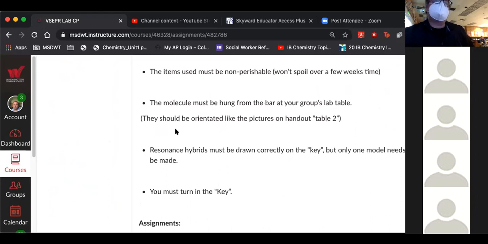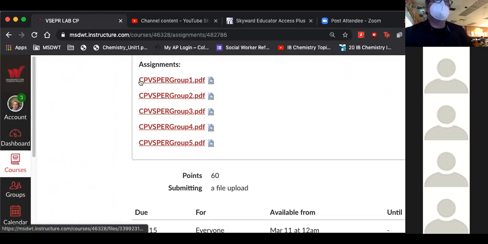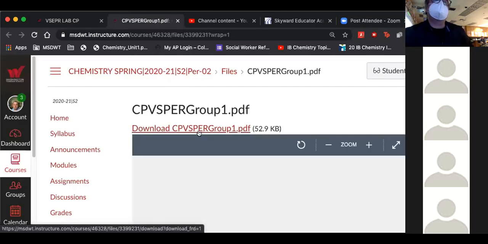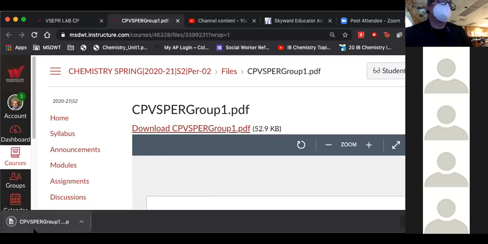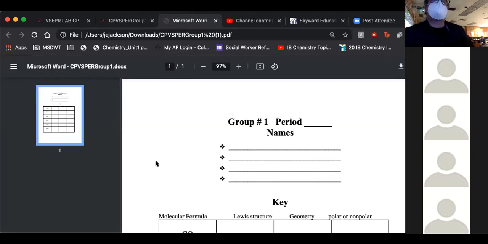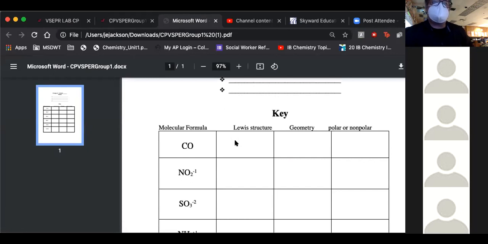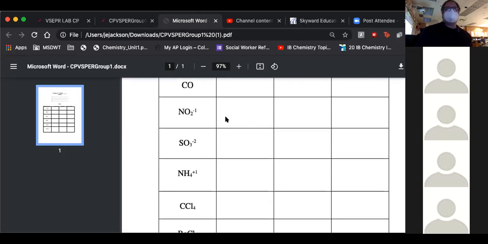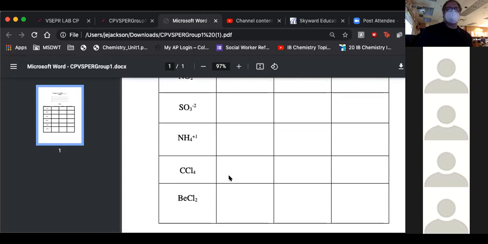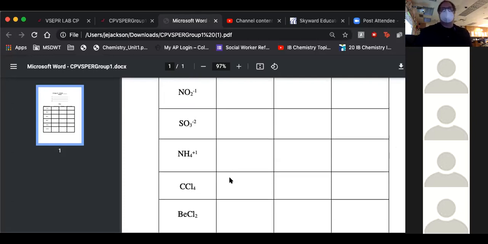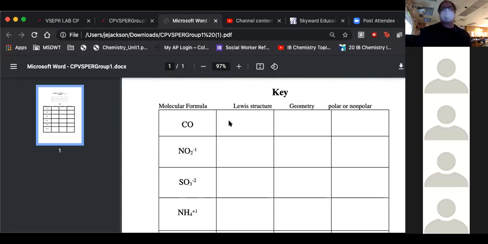You have to make 6 and you must turn in the key. So this is the key. Let's just pick on this first one. So I need to make the Lewis structure of CO. I need to tell the geometry, and then I need to tell whether it's polar or non-polar. And then I need to make a CO model. Same thing with NO2, SO3, NH4, CCl4, BeCl2. So you're given 6 of the molecules.